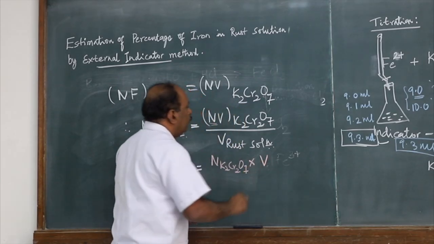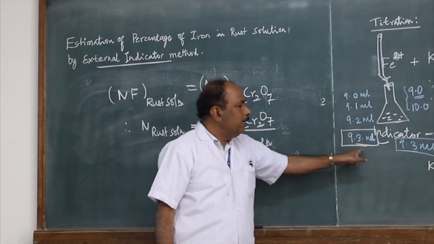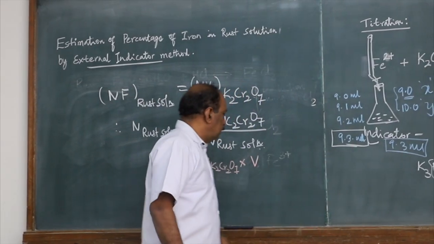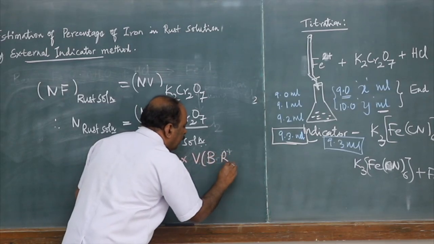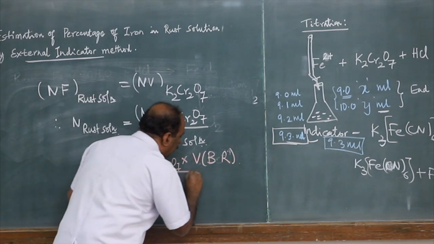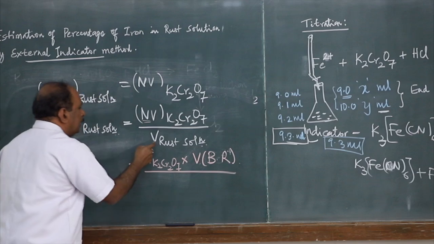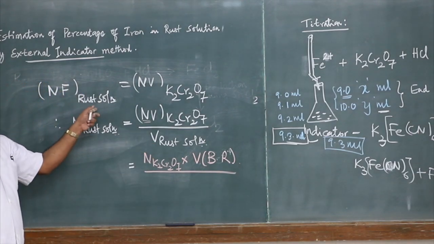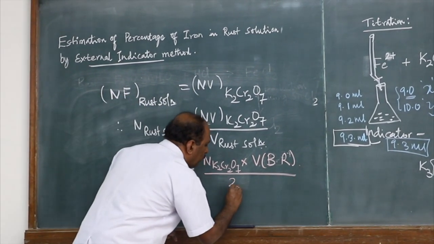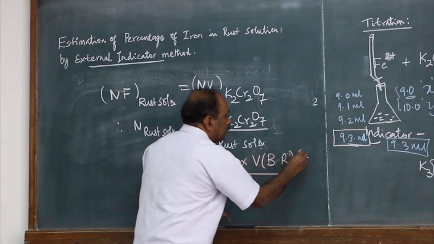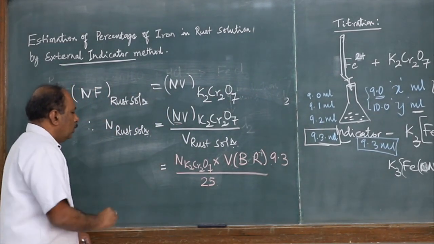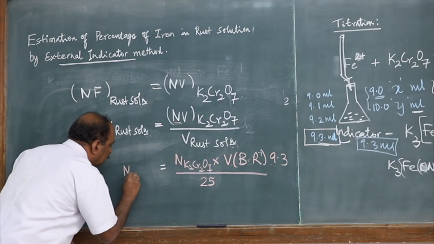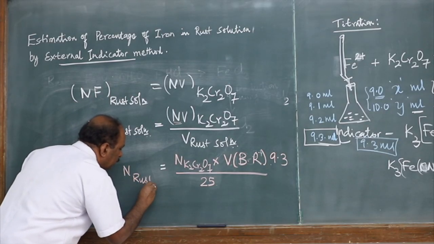So you will get the reading from the first part of the experiment. V of K2Cr2O7 is the concurrent burette reading. I will write it as BR, burette reading, concurrent burette reading, divided by volume of rust solution taken, which is 25 ml. Therefore, you will write 25 ml. In this case, it is 9.3. So this is known to you. Therefore, N of rust solution is equal to this.